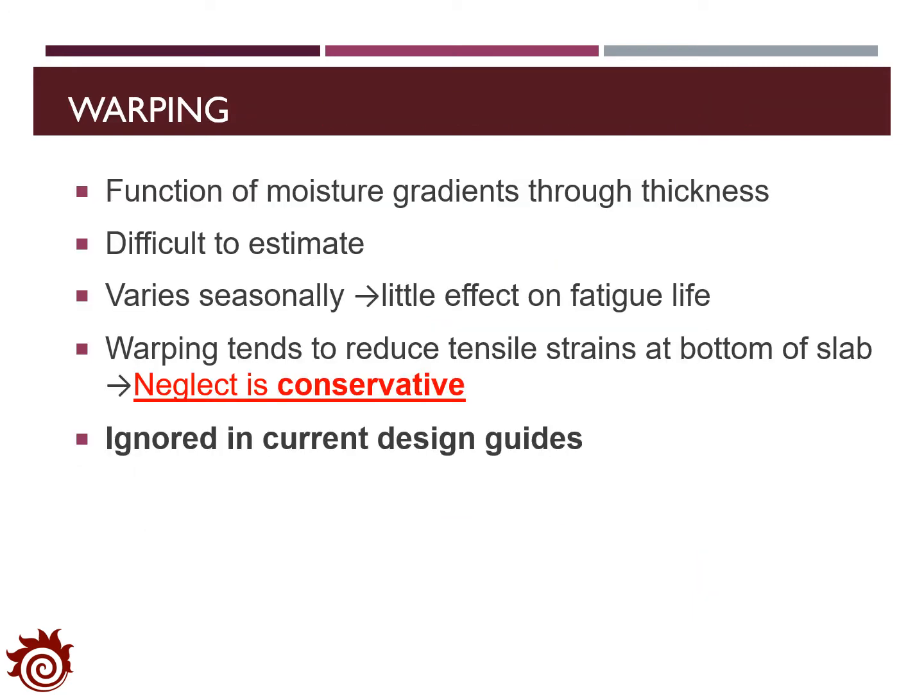The warping effect is applied to measure the impact of the moisture gradients through the thickness of the PCC slab. Usually, it's very difficult to measure the severity of the warping for the slab, and the warping effect varies seasonally, but it has some impact on the fatigue level of the rigid pavement. However, the impact is not that significant. Also, warping tends to reduce the tensile strain at the bottom of the slab, but this kind of impact can be very small. Usually for the design, we will ignore the impact of the warping due to the moisture contents.